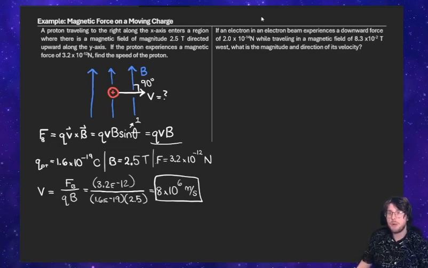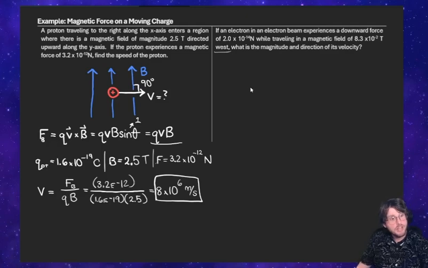And it experiences a downward force of 2 times 10 to the negative 14 newtons, really small, while traveling in a magnetic field of 8.3 times 10 to the negative 2 Teslas, westwards. Important. So our goal here is to figure out the magnitude and direction of the velocity of that electron beam, or I guess we could say a single electron within that beam. So just like last time, there's no picture here, so it's always good practice to just draw a picture.